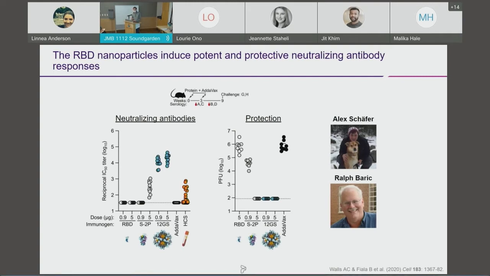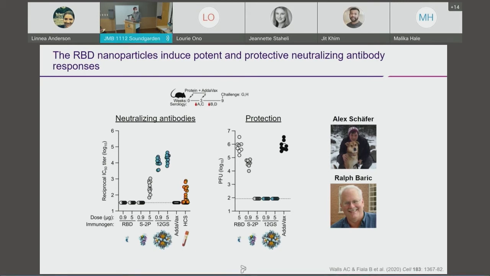This is from the first immunogenicity study we did in mice, where we saw that the nanoparticles elicited very high levels of neutralizing antibodies after 2 immunizations, whereas pre-fusion stabilized spike trimer elicited much lower neutralizing activity, and the monomeric RBD just didn't do anything at all. It's a very poorly immunogenic protein. And so this is a really great example of how you can take a small, poorly immunogenic protein and by multimerizing it, really transform its potency as an immunogen.